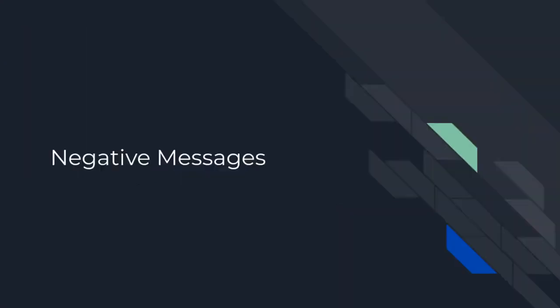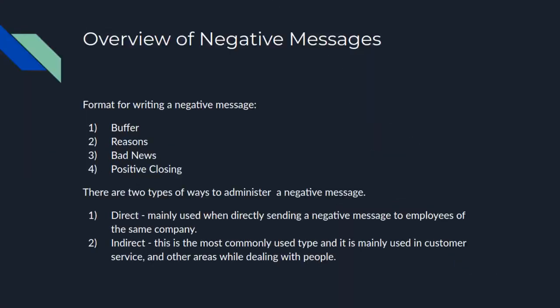Negative messages. There are 4 paragraphs while typing a negative message: a buffer, the reasons, the bad news itself, and the positive closing. There are 2 types of ways to administer a negative message: direct way, which is mainly used when sending a negative message to employees of the same company, or an indirect message, which is mainly used while dealing with customer service or dealing with people.